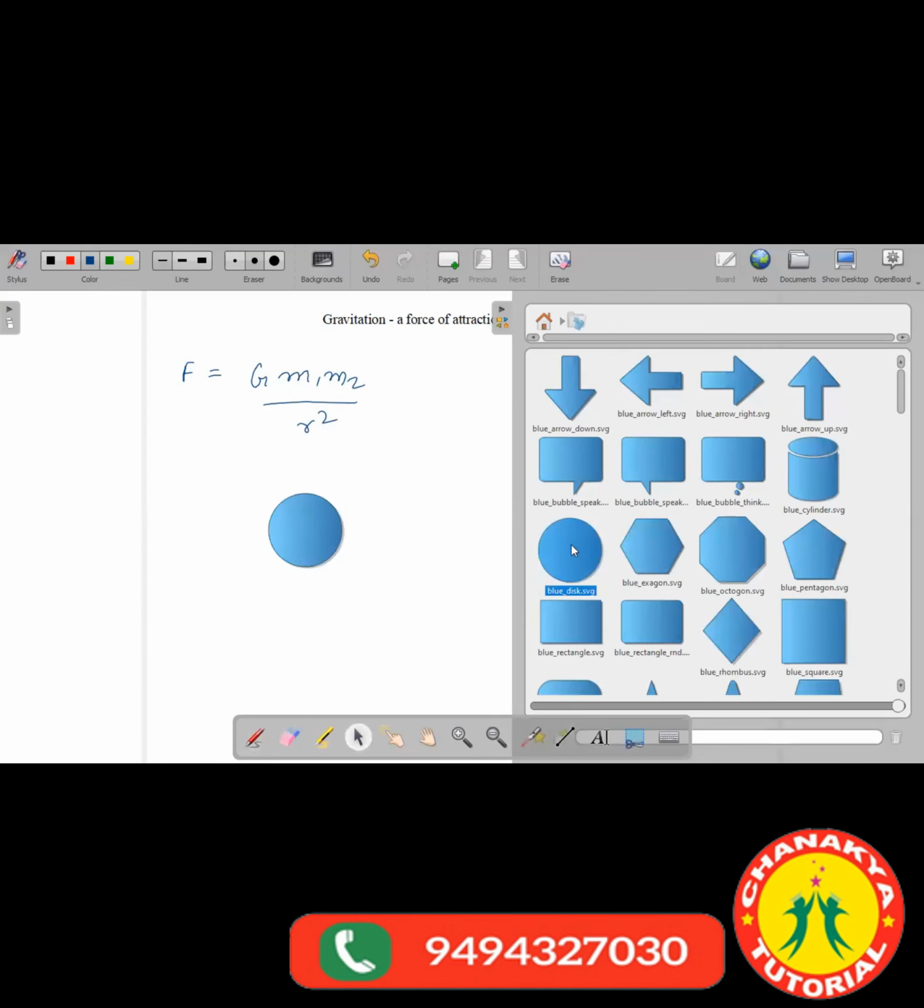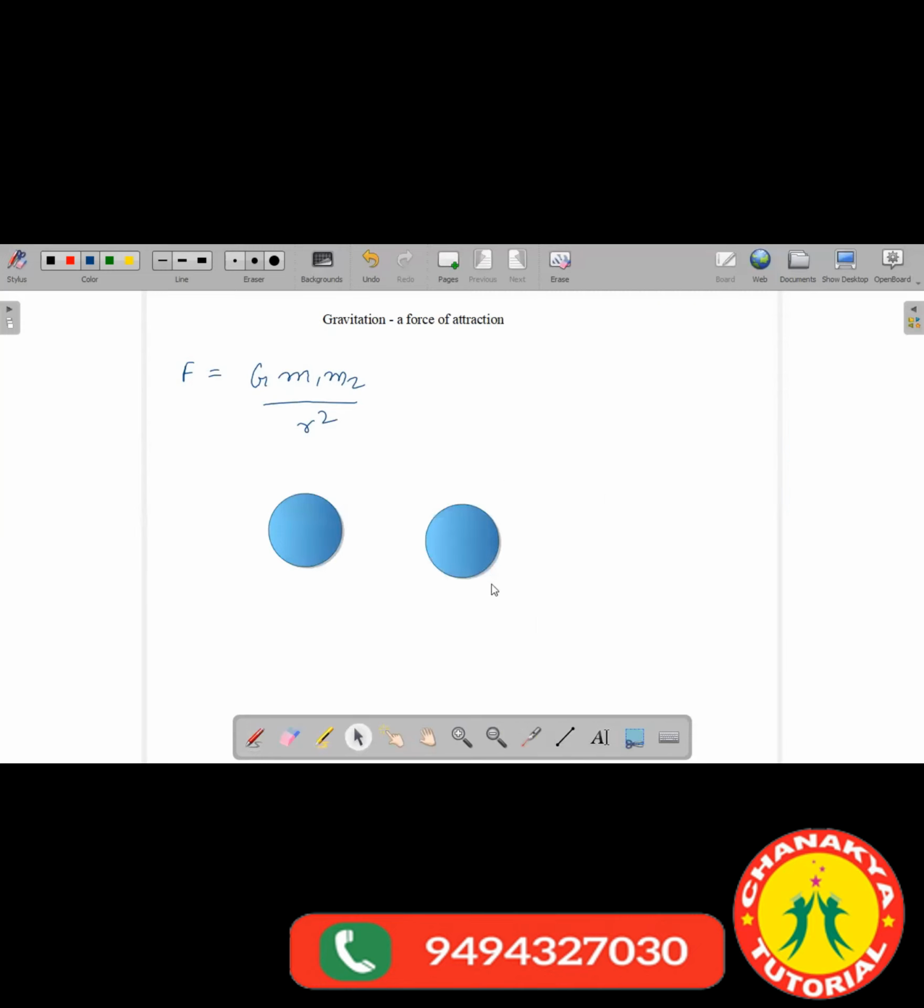Suppose you have two masses, m1 and m2, separated by a certain distance r between them. The distance of separation is measured from their centers. Let the distance between them be r, let this one have the mass m1 and this one the mass m2. So the gravitational force between them would be F equals G m1 m2 over r squared.